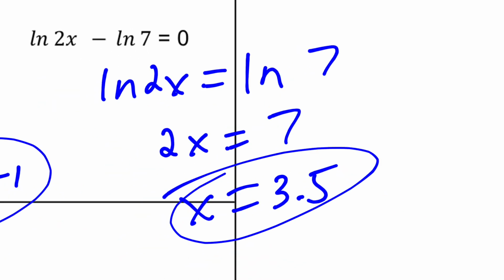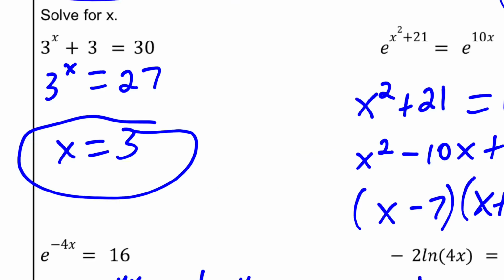If we add the natural log of 7 to the right, then we can set 2x equal to 7, so x is 3.5. First thing I do here is subtract 3 from both sides. 3 to what power is 27? That's just 3.